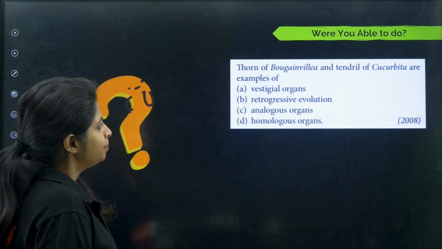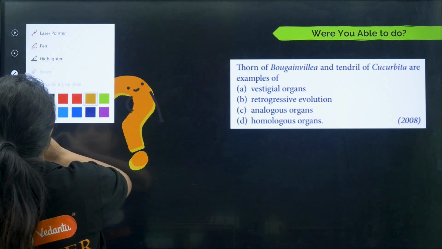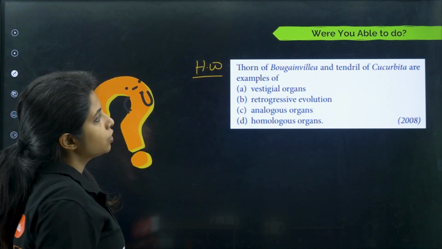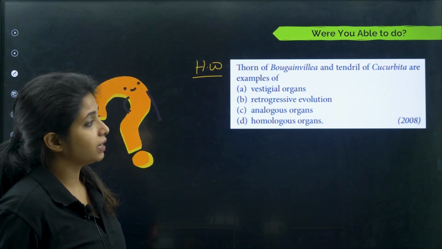Cool. Now I remember I gave my little cuties a homework. Let's see who all got it correct. Thorn of bougainvillea and tendril of cucurbitae are examples of.